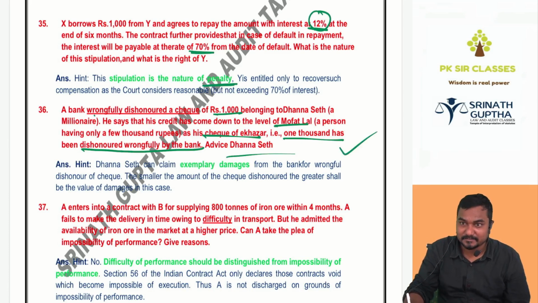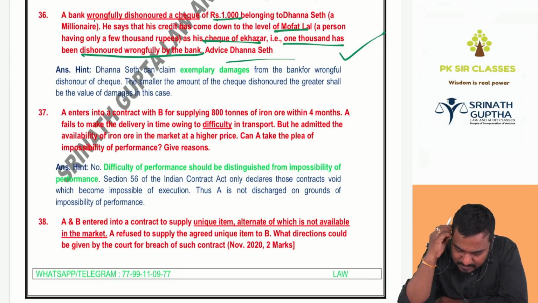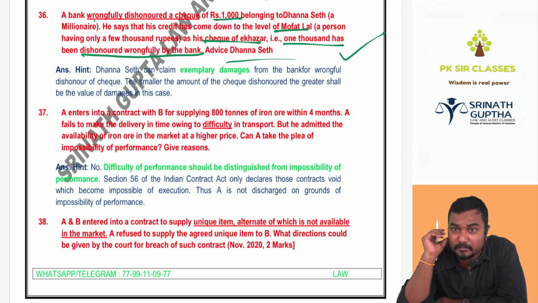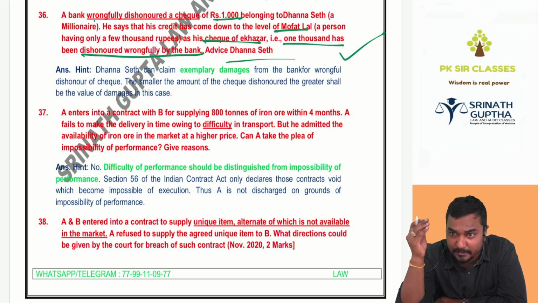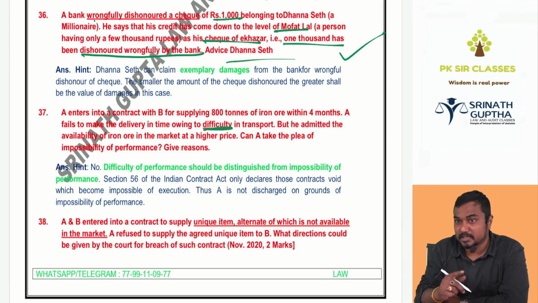We discussed this now. Next. A entered into contract with B for supplying 800 tons of iron ore within 4 months. A fails to make the delivery in time owing to difficulty in transport, but he admitted the availability of iron ore in the market at a higher price. So can A take the plea of impossibility of performance? No, contract will not become void due to default by third party or difficulty in performance. We discussed in the last chapter.